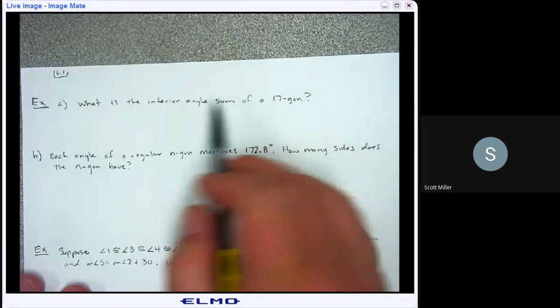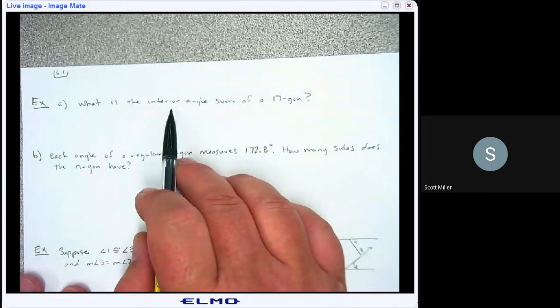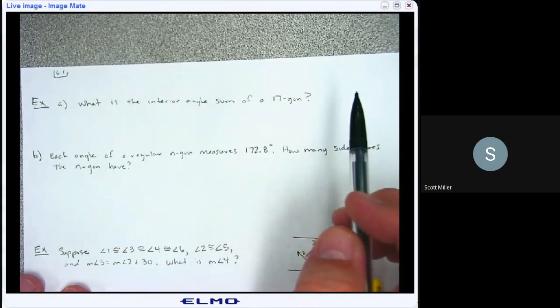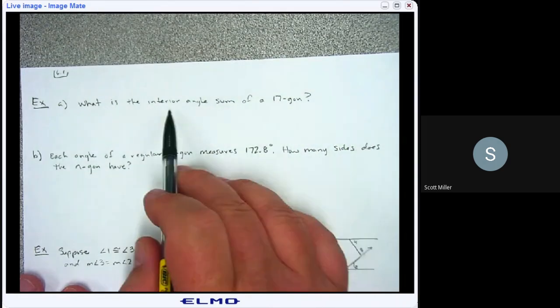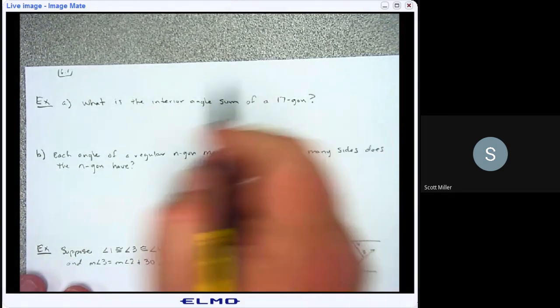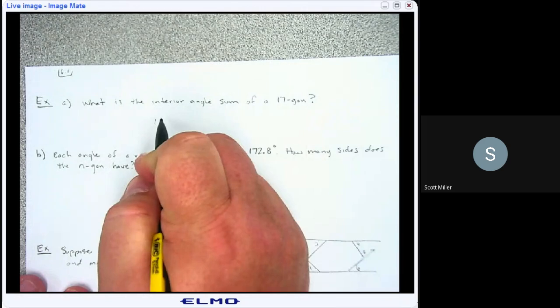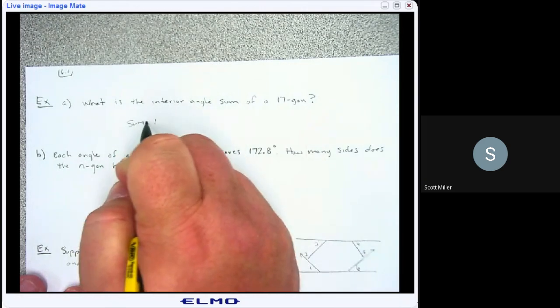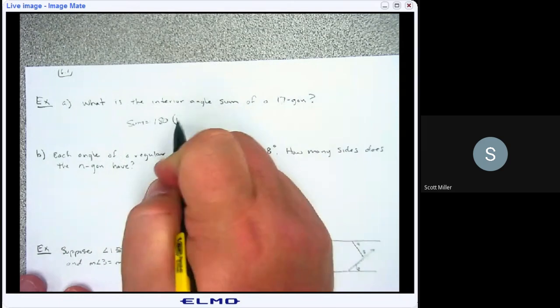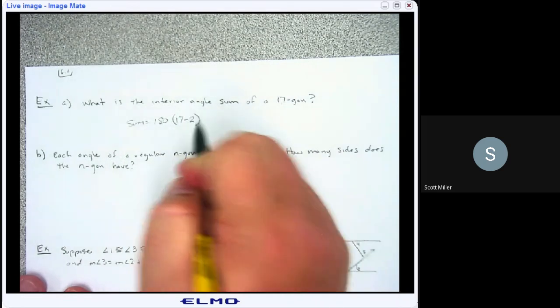Well, since it's regular, I think I forgot to put regular in there. No, just the sum of the 17-gon. So we're doing the sum. That means I'm going to have to figure out what? Well, our formula is 180 times the number of sides minus 2.